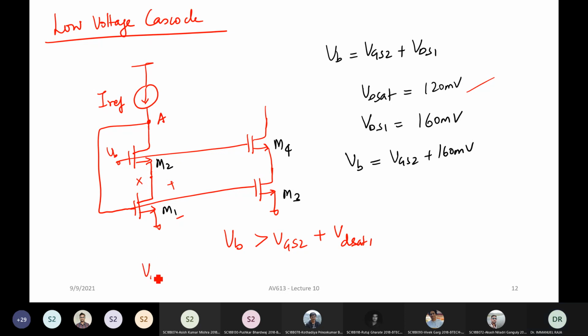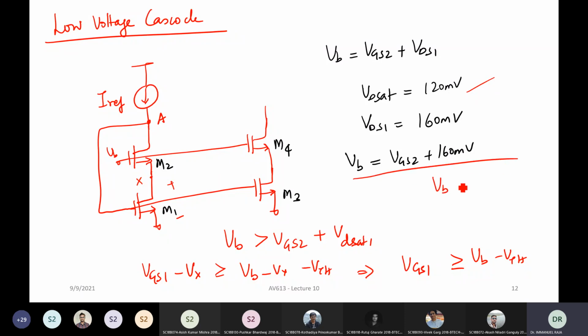VGS1 minus VX, right? Should be greater than or equal to VB minus VX minus VTH. So VX gets cancelled. What do you get? VGS1 greater than or equal to VB minus VTH. So basically with these two equations, you get an upper and a lower bound.